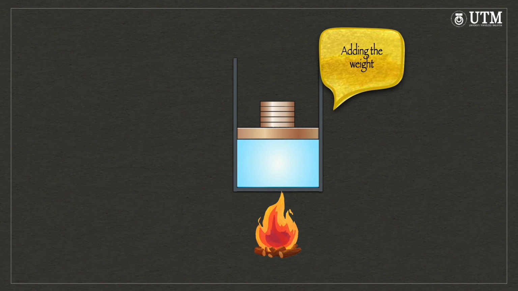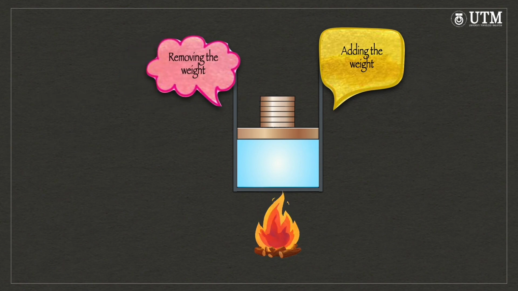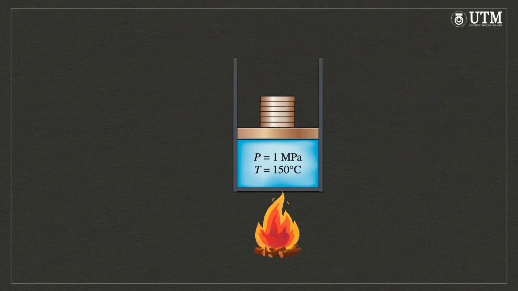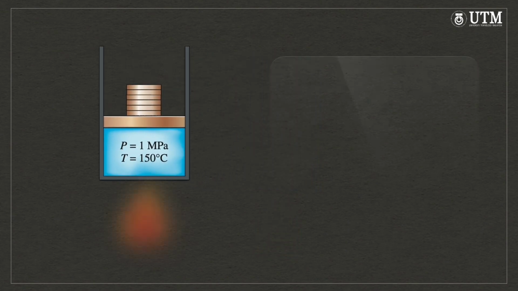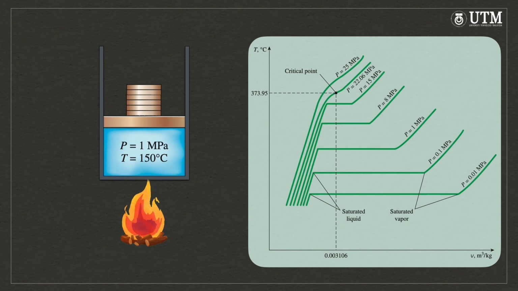The process can be repeated by adding or removing weights on top of the piston until the cylinder's pressure reaches the intended values. To demonstrate this, let us add weights on top of the piston until the cylinder's pressure reaches 1 megapascal. The pressure of 1 megapascal on a TV diagram is shown.